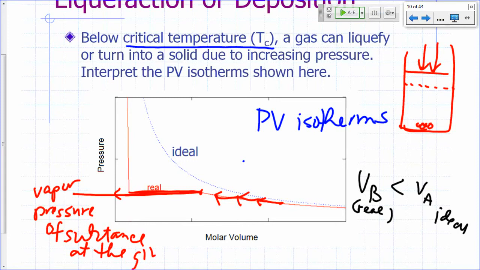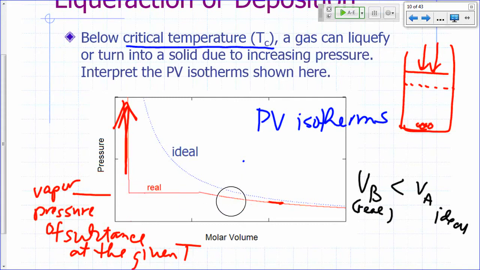This flat line is the vapor pressure of the substance at the given temperature. Remember, these curves represent isotherms. So at this particular temperature we're looking at, that would be the pressure of the substance, called the vapor pressure. Eventually, what happens if you keep squeezing it? Everything turns into a liquid or a solid, and it becomes very hard to squeeze. You have to apply a very large amount of additional pressure just to cause a small change in the volume of that solid or liquid.